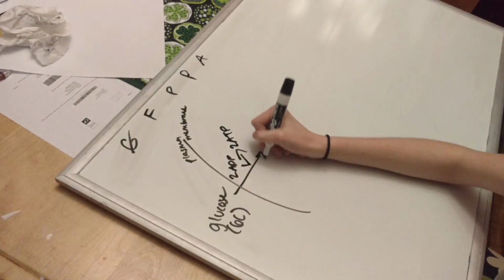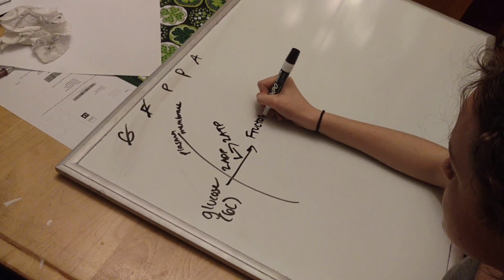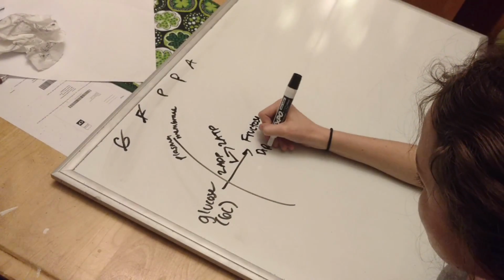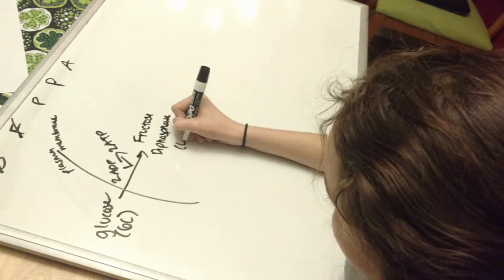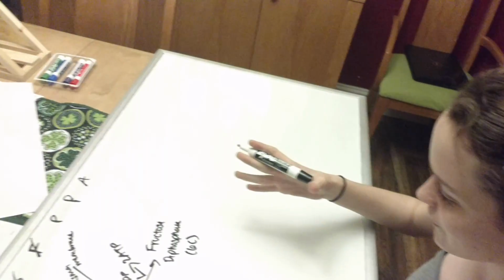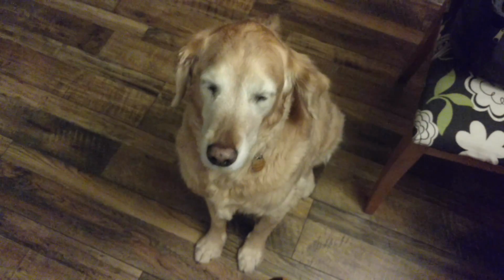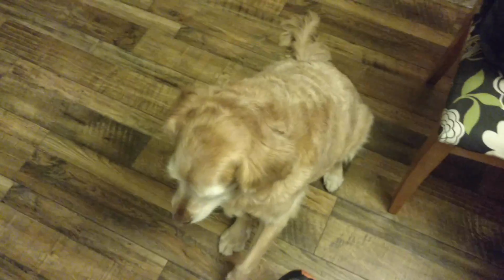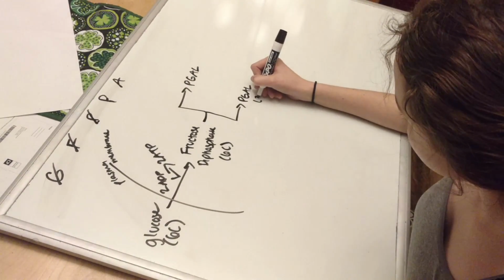So then you have your F, fructose diphosphate, which is also still 6 carbons. And then fructose diphosphate automatically splits into 2 P-gals. So there's your P-gals, which is 3 carbons.